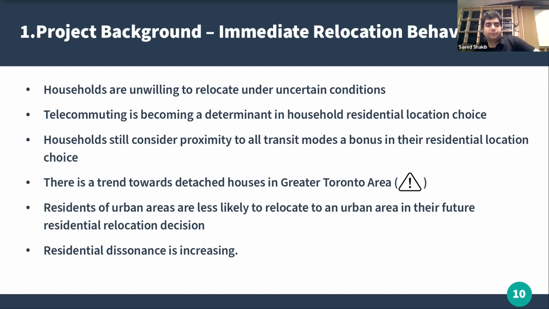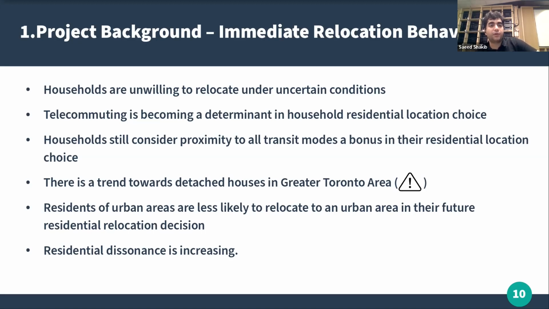And lastly, we observed that residential dissonance is increasing. Residential dissonance is a state where there's a mismatch between the household's present residence and the residence they would prefer to live in the future.